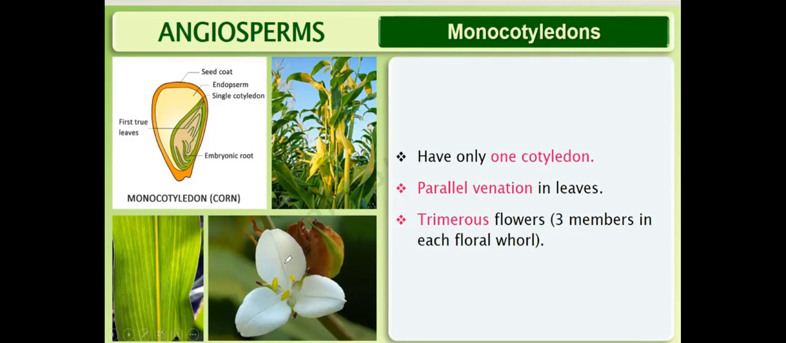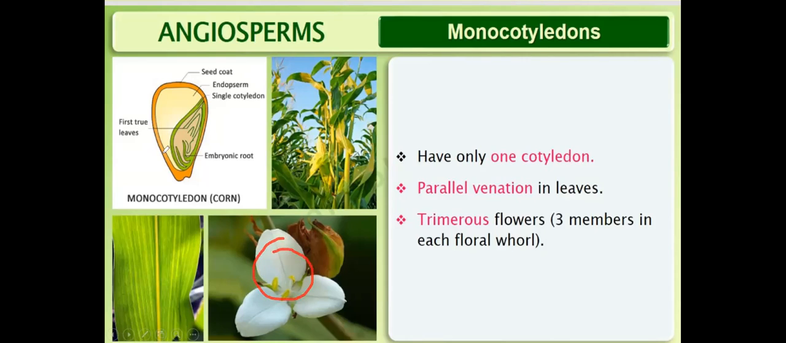The flower may be trimerous, that is, 3 members in each floral whorl. So how many petals? 1, 2, 3. How many stamens? 1, 2, 3. How many sepals? 1, 2, 3. So the flower may be trimerous.